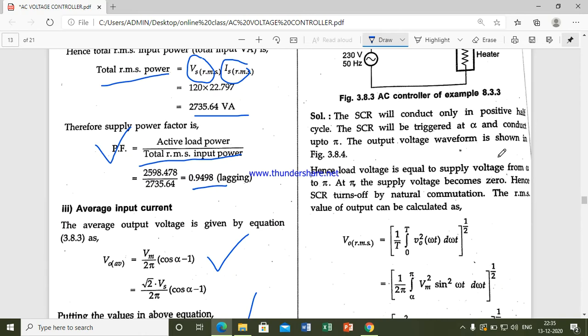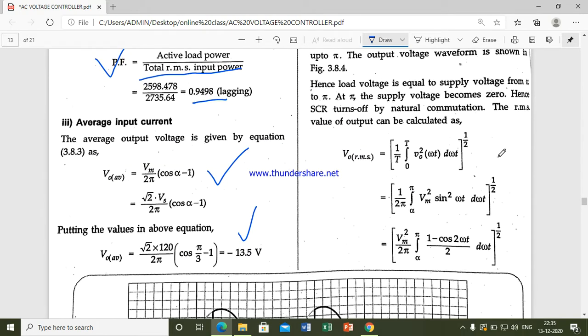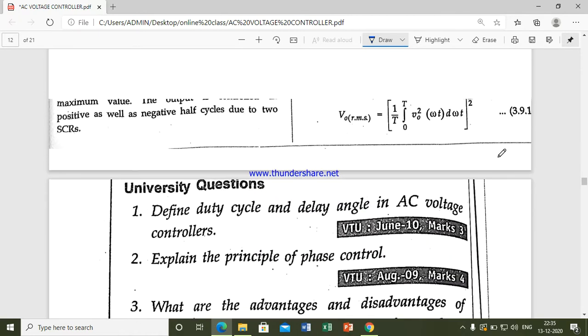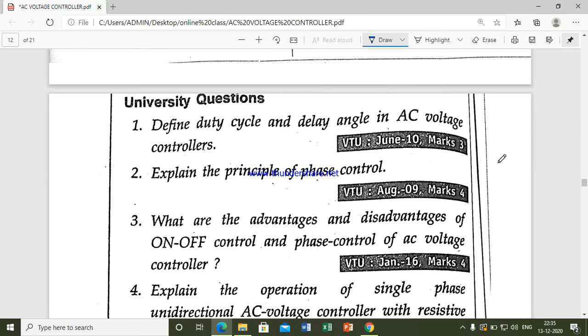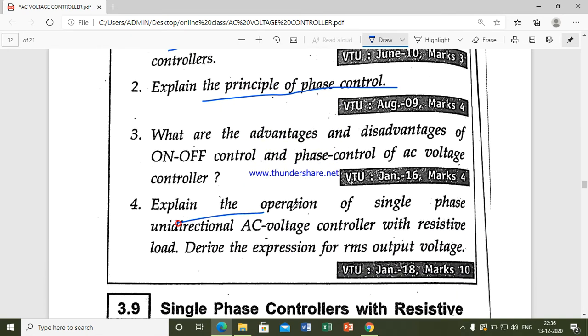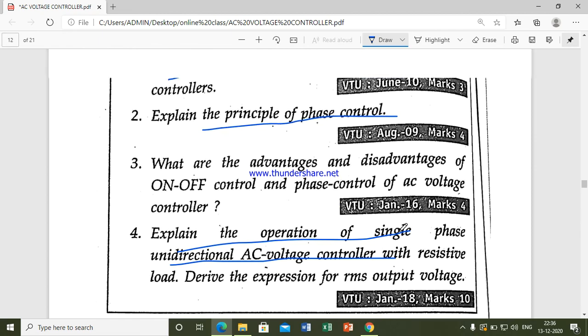Similarly we have another problem. There also we need to calculate the parameters shown here. We will see what university questions are asked from this section. Define duty cycle and delay angle of AC voltage controller. Explain the principle of phase controller. Explain the operation of single phase unidirectional AC voltage controller with the resistive load. Derive the expression for RMS output voltage.